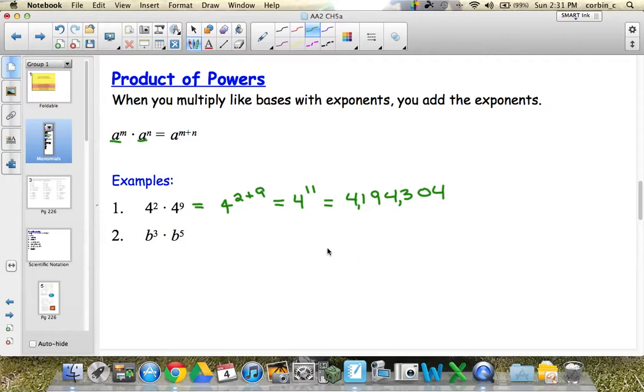Now, the fact that some of these problems have letters in them actually makes the problem a little bit easier because you don't have to use a calculator to come up with such a large number. If I have b to the 3rd times b to the 5th, my base, once again, is going to be b. And when I add the exponents, I simply get b to the 8th. And since b is a variable, I leave it like that.